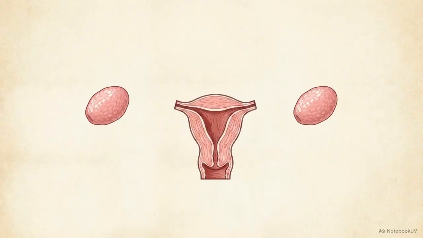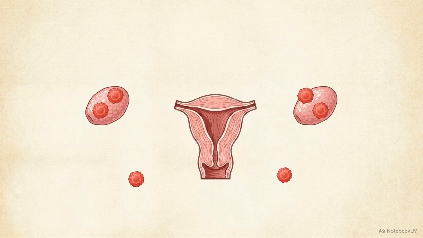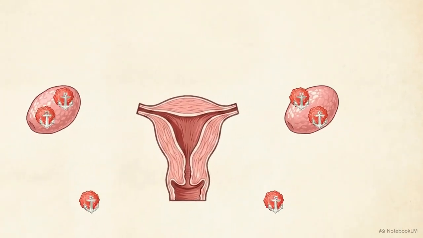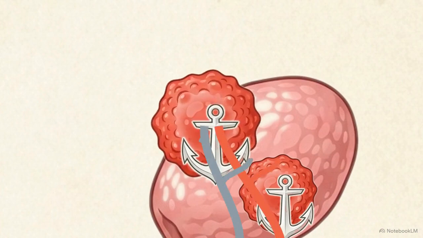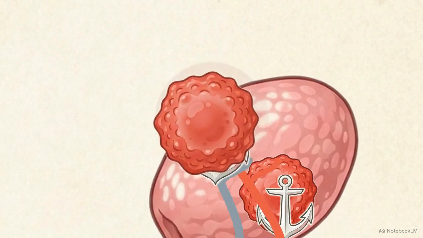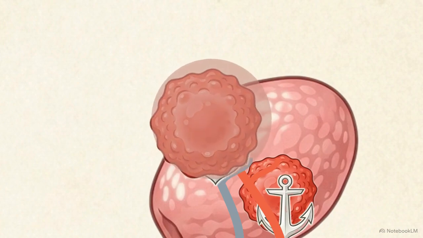Following this reflux, endometrial cells adhere to ectopic sites. This process of implantation occurs primarily on the ovaries and the pelvic peritoneum. For these misplaced cells to survive and proliferate, they must establish a localized blood supply and adapt to the unique biological environment outside the uterus.